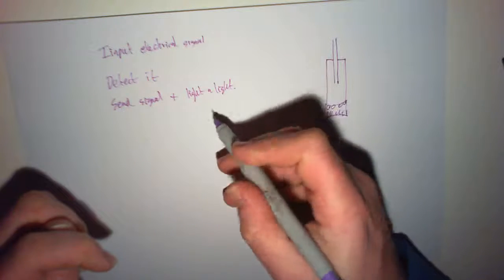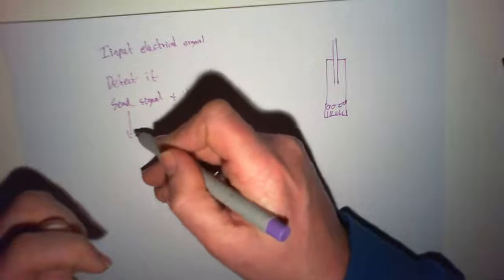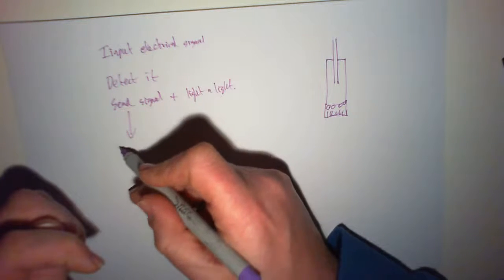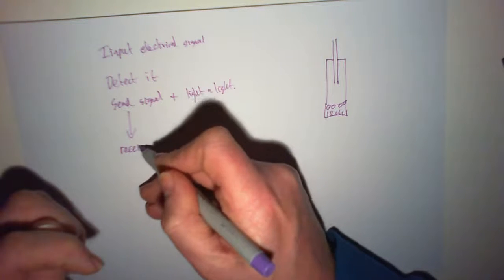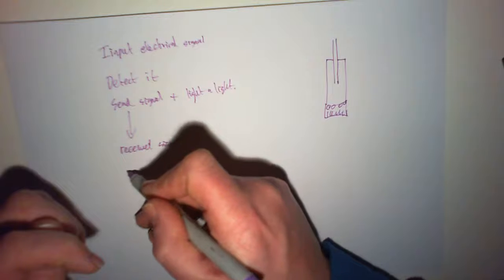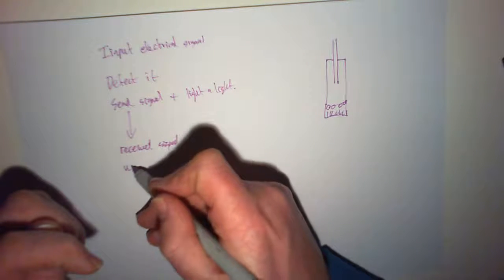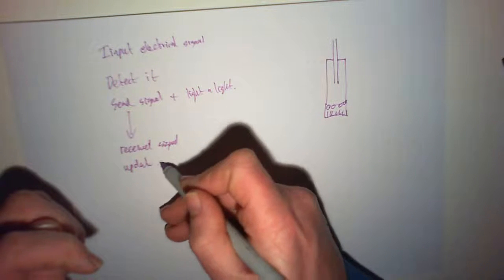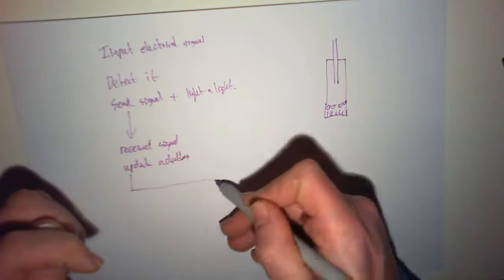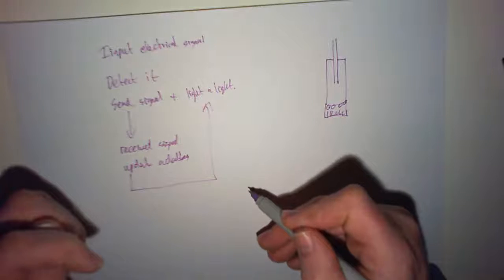Okay, so sending a signal, where is that going to go to? It's going to go to another program. Okay, so this program is going to receive, and it's going to update a database, and it's going to light a light. Okay, so this is the idea of it.